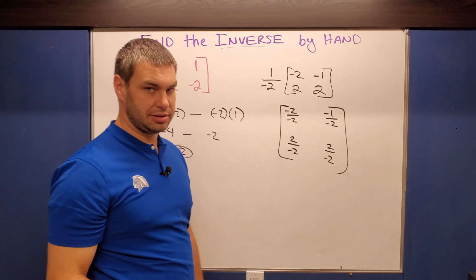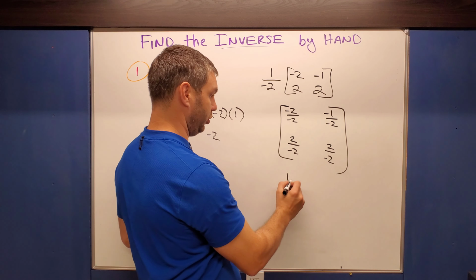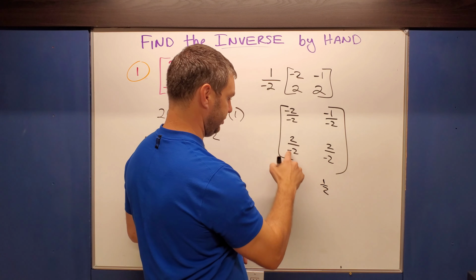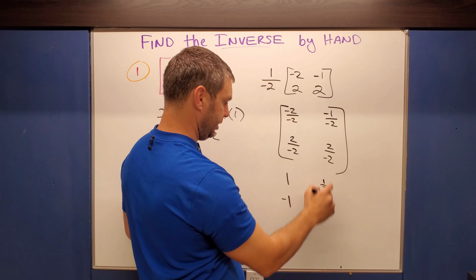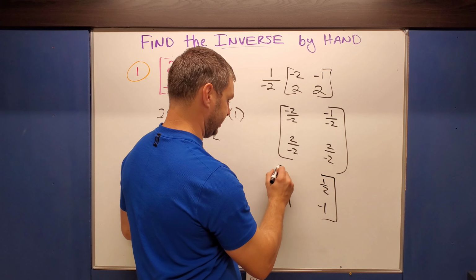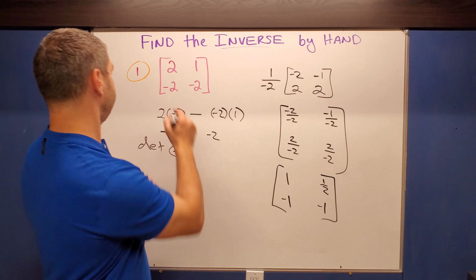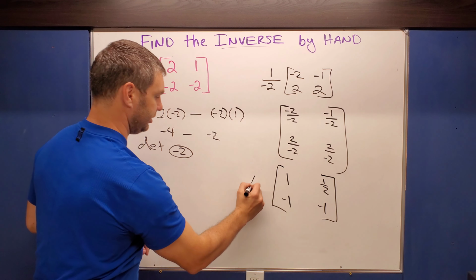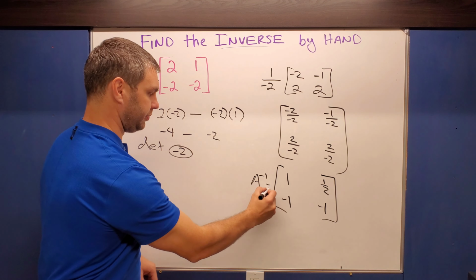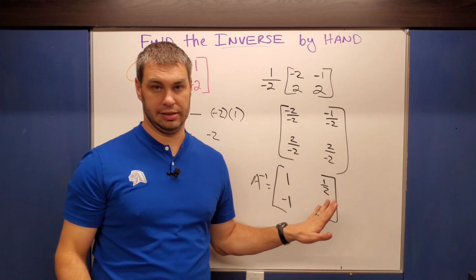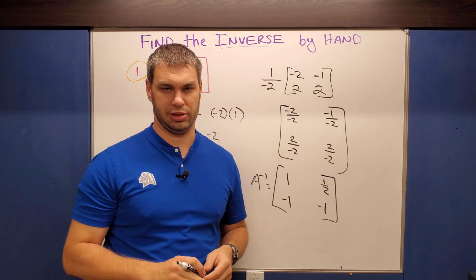If I simplify these just a little bit, I think this is going to give me a 1, a 1/2, a -1, and another -1. So you can say that the inverse of, maybe I'll call this matrix A, A inverse equals 1, 1/2, -1, -1. Let's try one more with a 2 by 2 matrix.